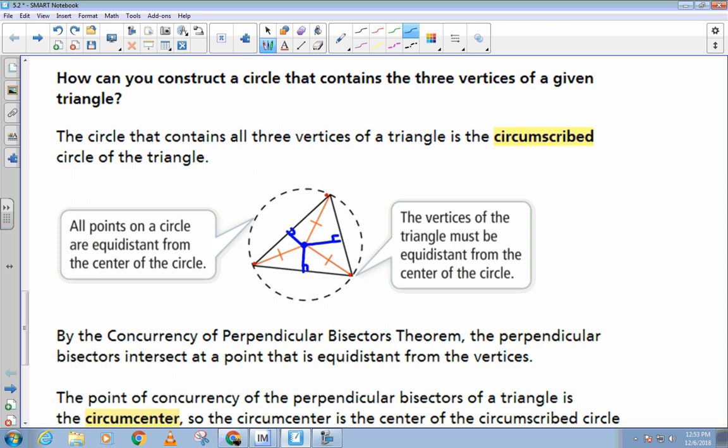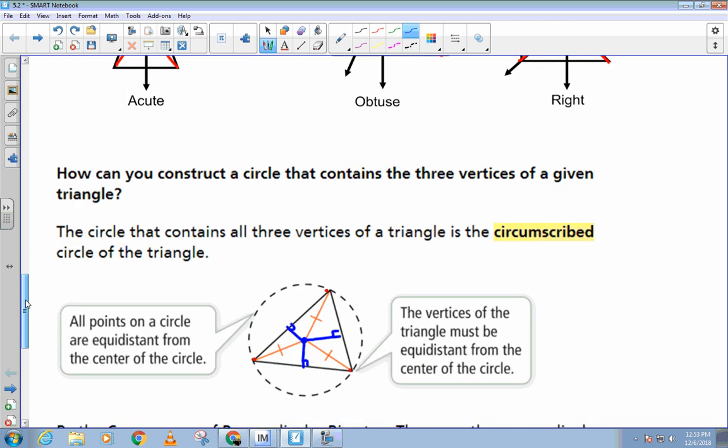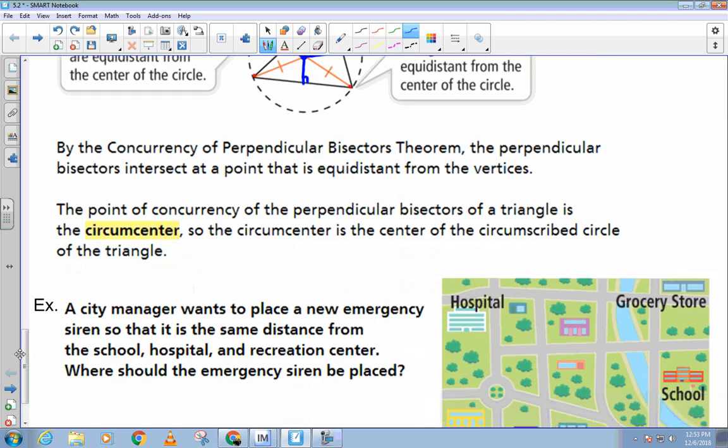vertices. So if I had a triangle and I wanted to draw a circle around it so that each point touched it, I would find this point and then I would use my compass tool and measure the distance and go all the way around. And it would encompass all the sides and all the vertices of the triangle. Okay, it's called a circumscribed circle. So right here, the point of concurrency of the perpendicular bisectors of the triangle is the circumcenter. Okay, so that's basically what it's saying.